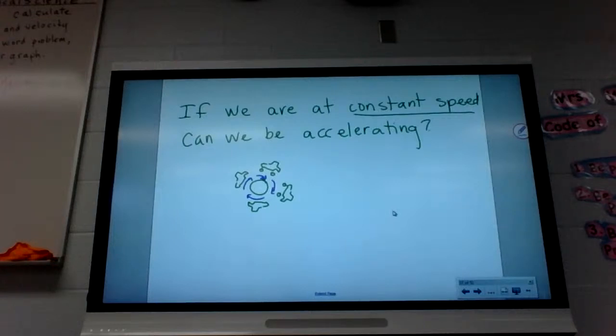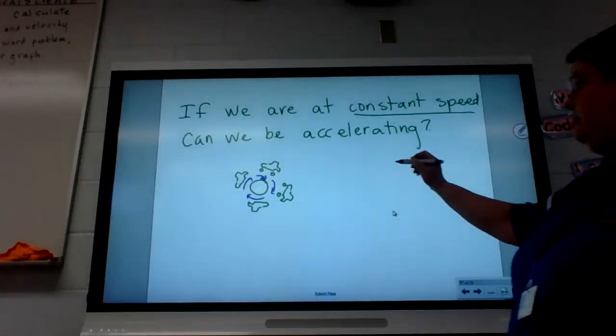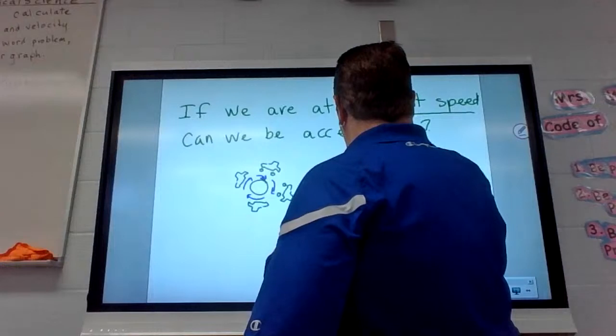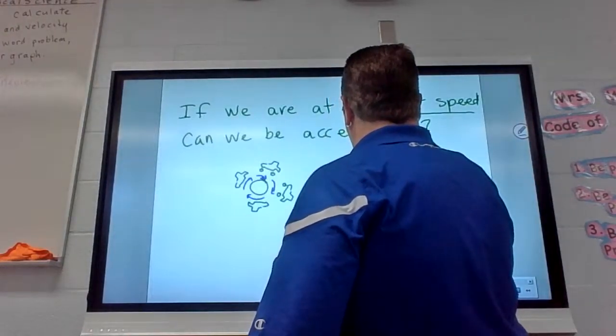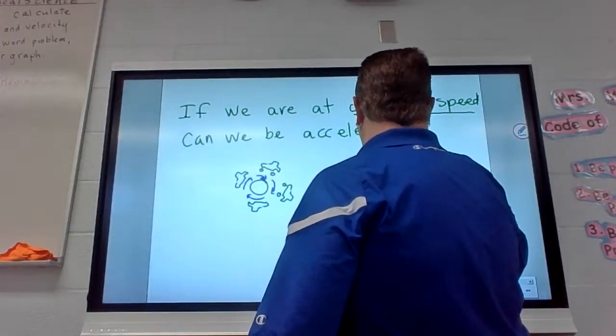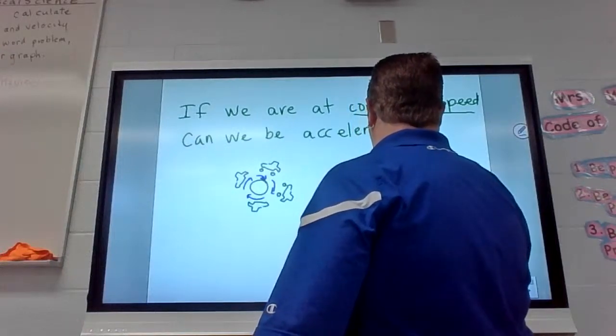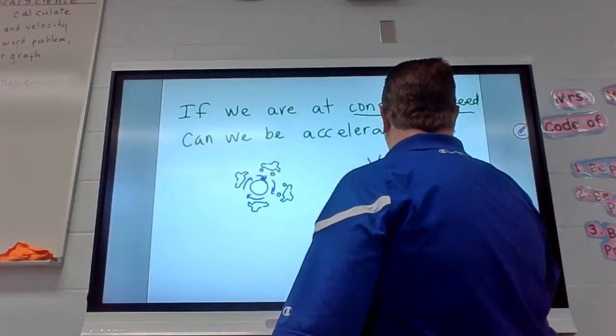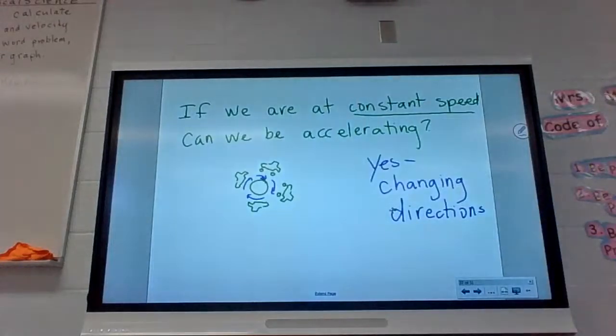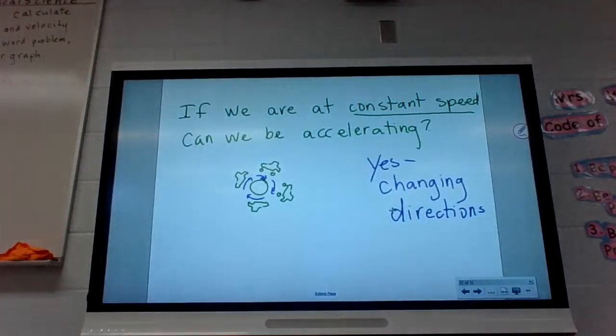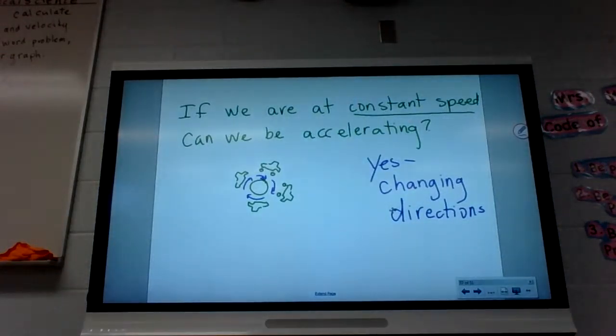Now, can I be at constant speed if I'm accelerating? Because you're turning. You change the direction. There we go. The answer is yes, because we are changing directions. As long as you are changing directions, you're accelerating. It's like Arturo's example from a second ago when he was talking about ice skaters.